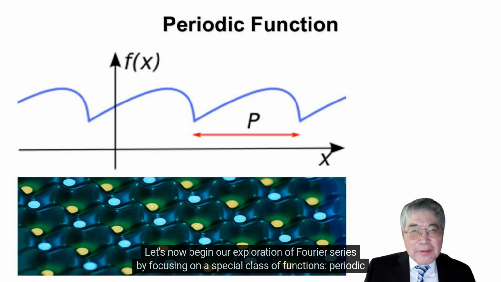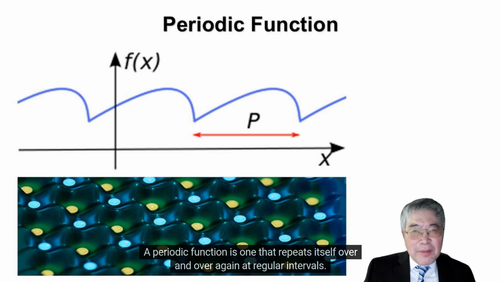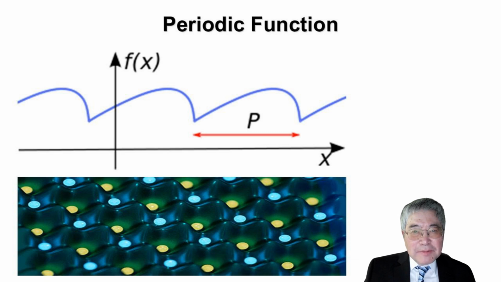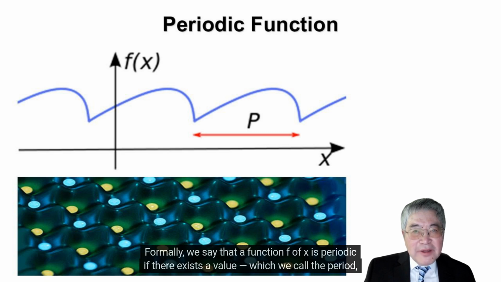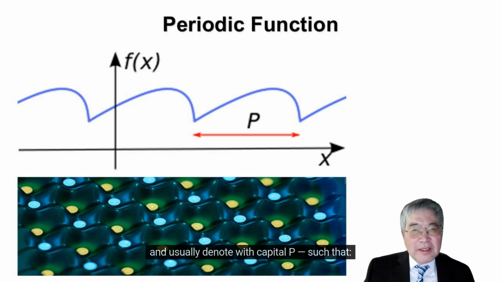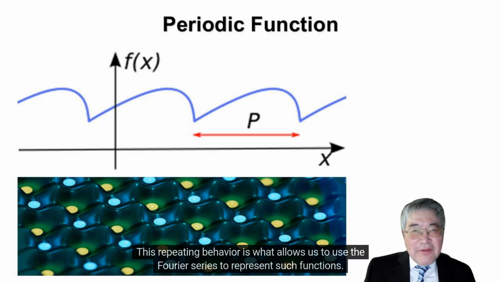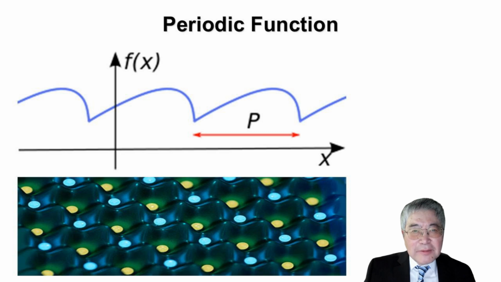Let's now begin our exploration of Fourier series by focusing on a special class of functions, periodic functions. A periodic function is one that repeats itself over and over again at regular intervals. Formally, we say that a function f of x is periodic if there exists a value, which we call the period and usually denote with capital P, such that f of x plus P equals f of x for all values of x. This repeating behavior is what allows us to use the Fourier series to represent such functions.